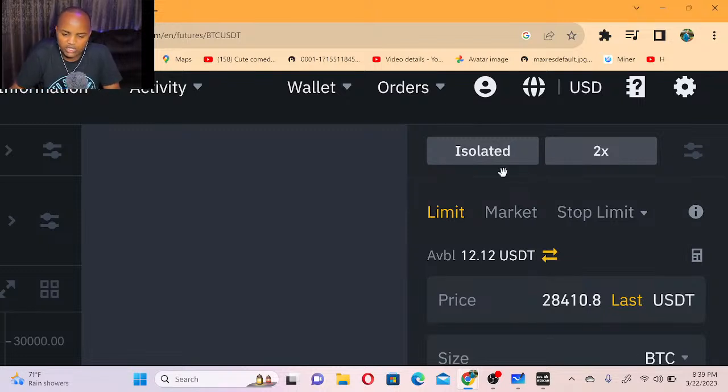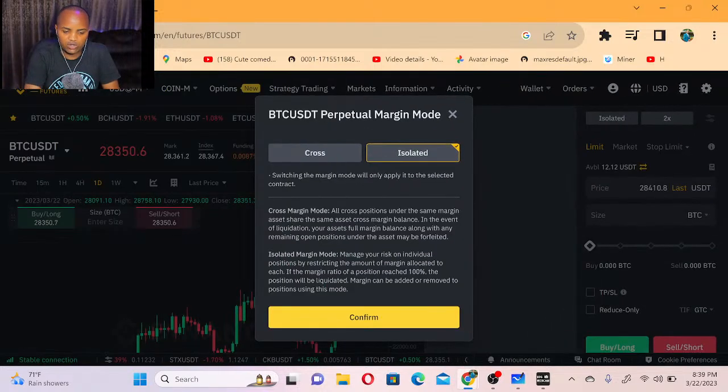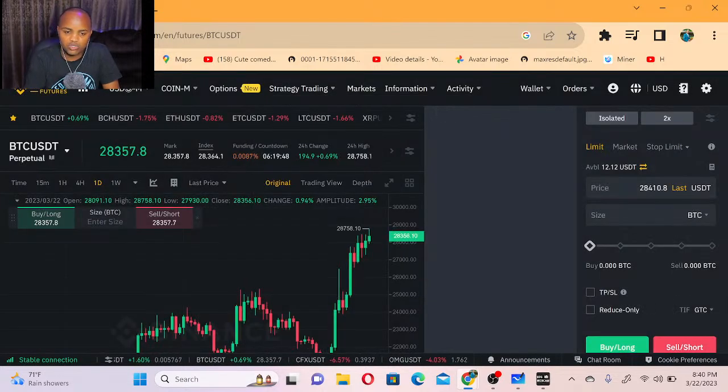When you see this, we have isolated and cross. Cross, all positions and the same margin asset share the same margin. When you click cross and maybe the market goes against you, it is going to use maybe all the money that is around in those wallets and all that. But when you click isolated, it's going to use only the capital that you transferred to the USD futures. In this case, it is only 12 USDT that were transferred right here.